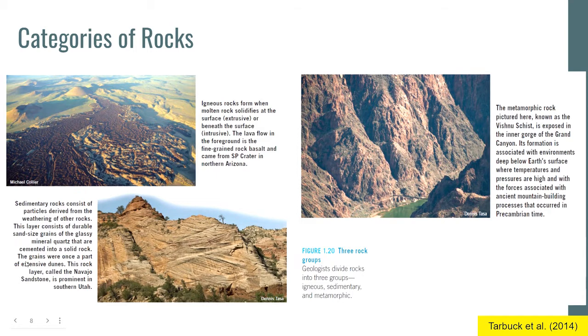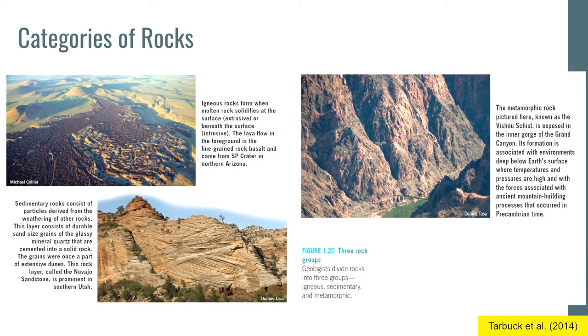So this rock layer called the Navajo sandstone is prominent in southern Utah. So this part used to be underwater, but due to geological uplift, they are now part of the mountains. So they were brought up into the surface, and now we see the layering of those sedimentary rocks.